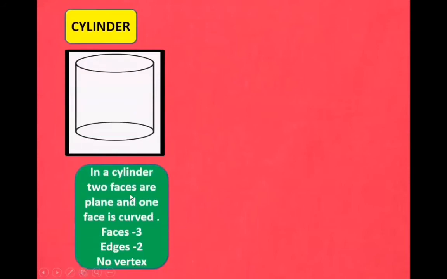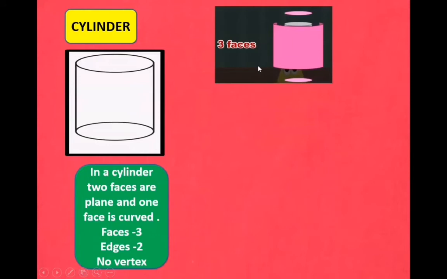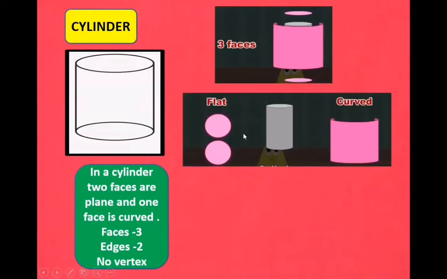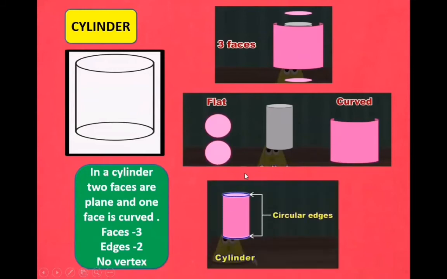Now, a cylinder. In a cylinder, 2 faces are plane and 1 face is curved. It has 3 faces, 2 edges, but no vertex. These are the 3 faces, 2 flat and 1 curved face, and the circular edges of a cylinder.